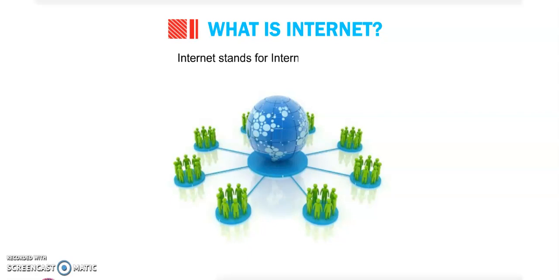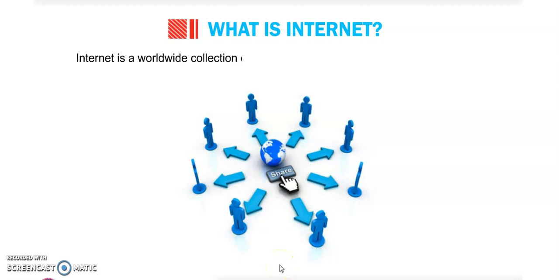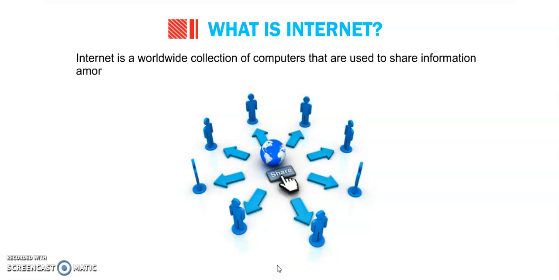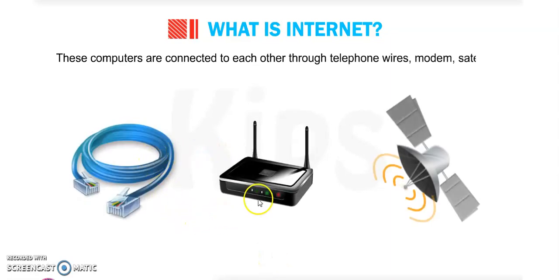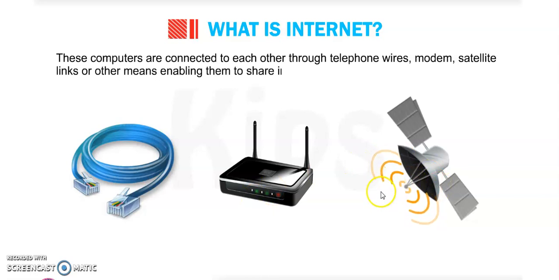So what is Internet? It stands for International Network. Internet is a worldwide collection of computers that are used to share information amongst each other. These computers are connected to each other through telephone wires, modems, satellites, links or other means, enabling them to share information amongst each other.